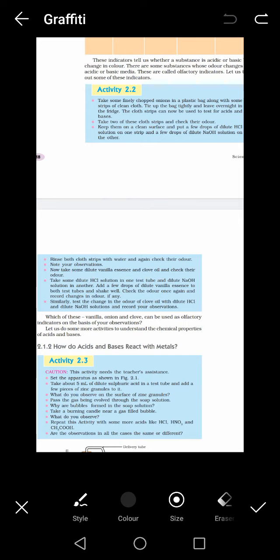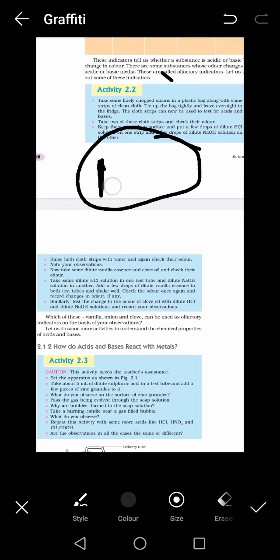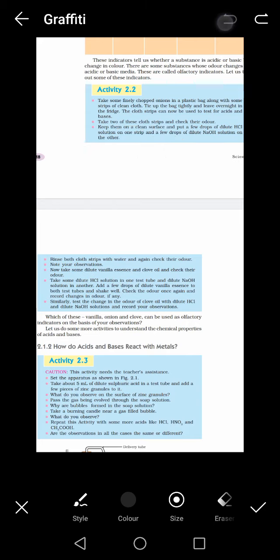So from this activity we can conclude that clove oil, vanilla essence and onion strip are used as olfactory indicators. So is it clear guys? I think it is clear. Activity 2.2 is clear.